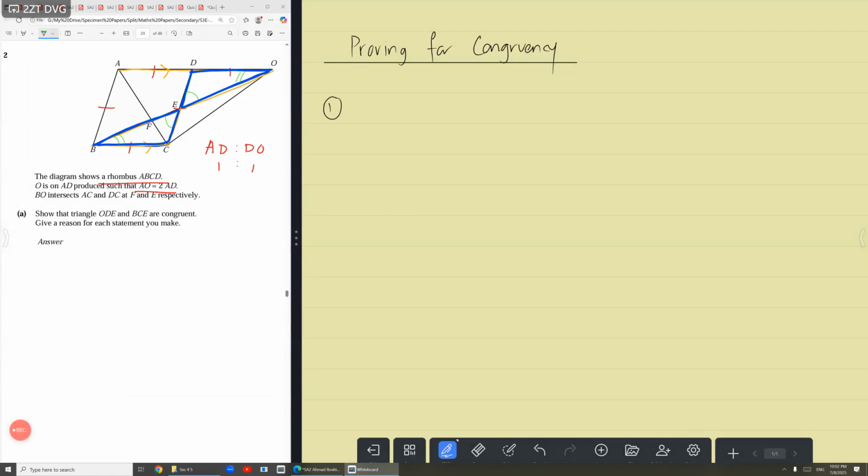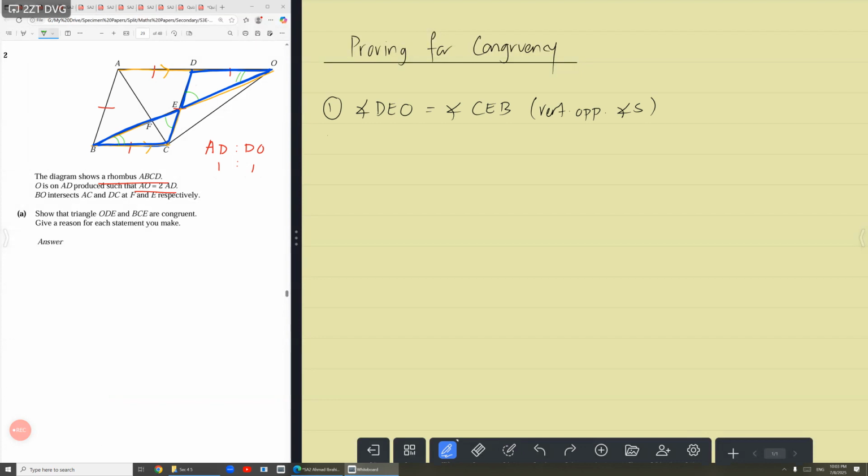Okay, I'm going to say angle DEO is equal to angle CEB. Okay, DEO equals CEB. Why are they equal? Because they are vertically opposite angles. Okay, so I'll first put down my reason.